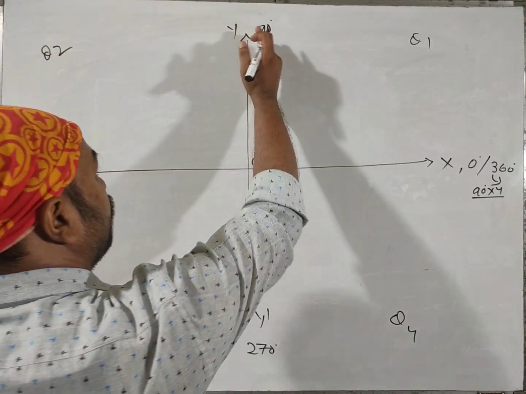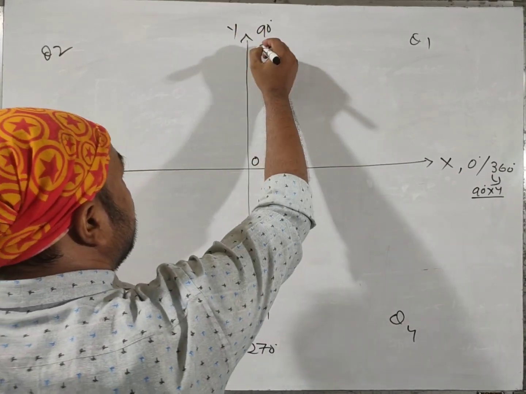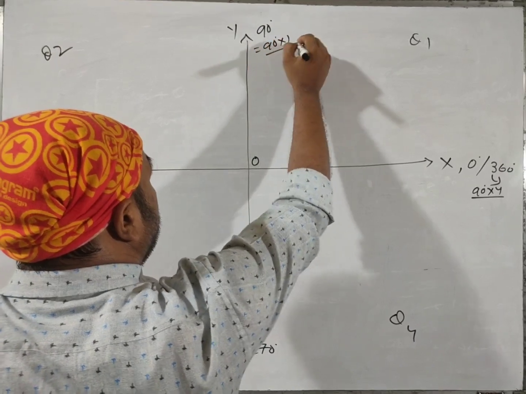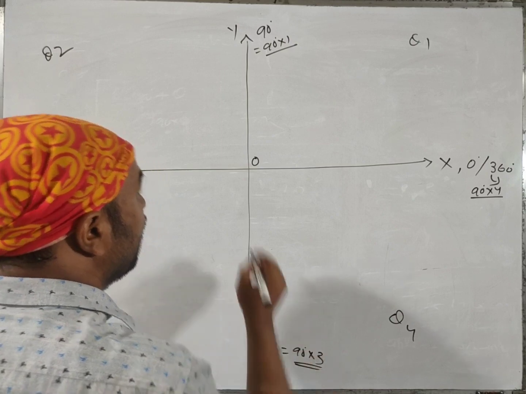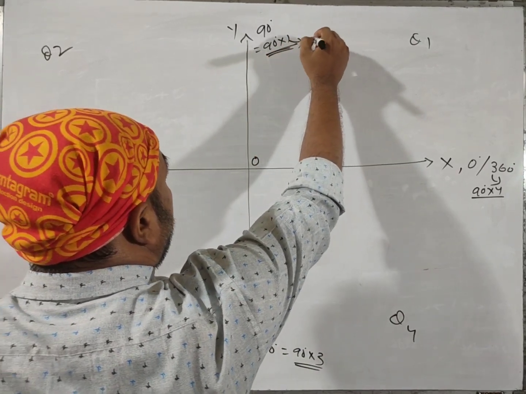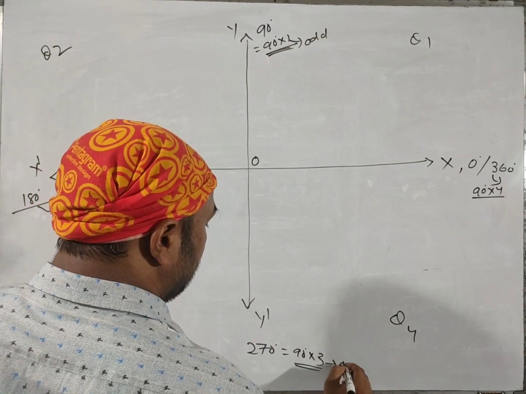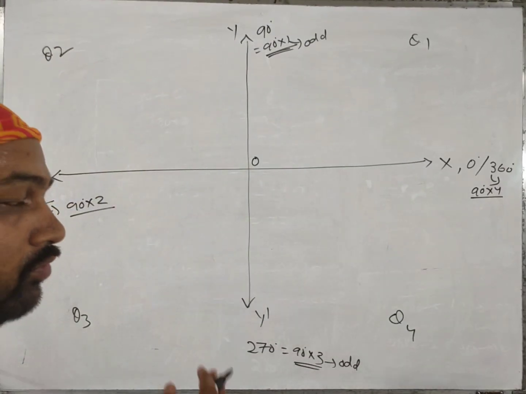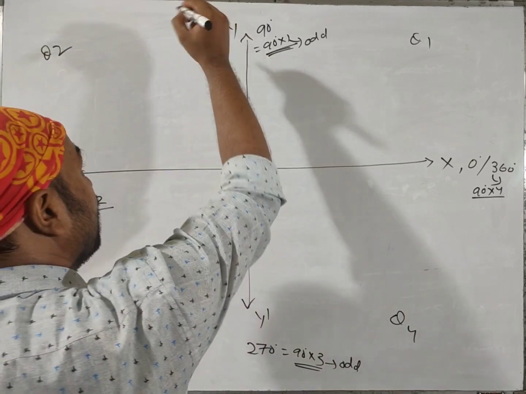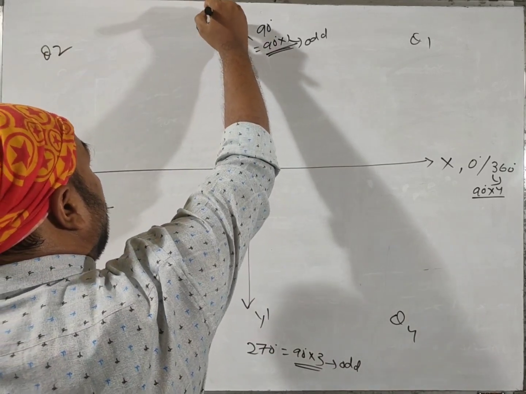Let's get through the y-axis. It is 90 degree. It can be expressed in the form of 90 degree into 1. 270 degree can be expressed in the form of 90 degree into 3. And you can see that these are odd multiples of 90 degree. That means the y-axis belongs to the odd multiples of 90 degree. That means here rule number 1 is applied.